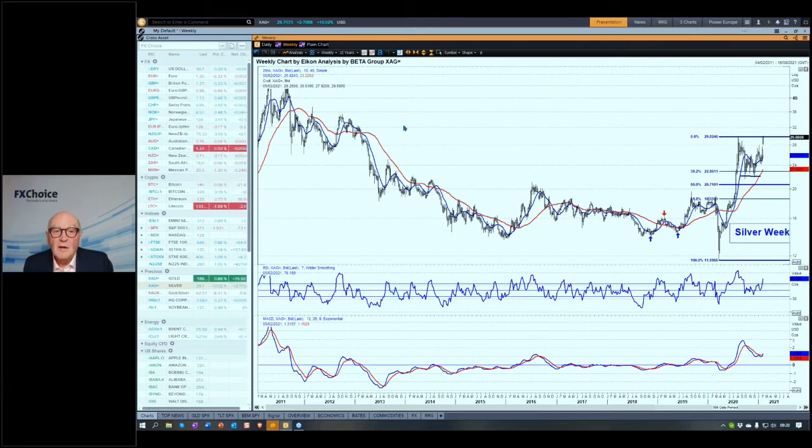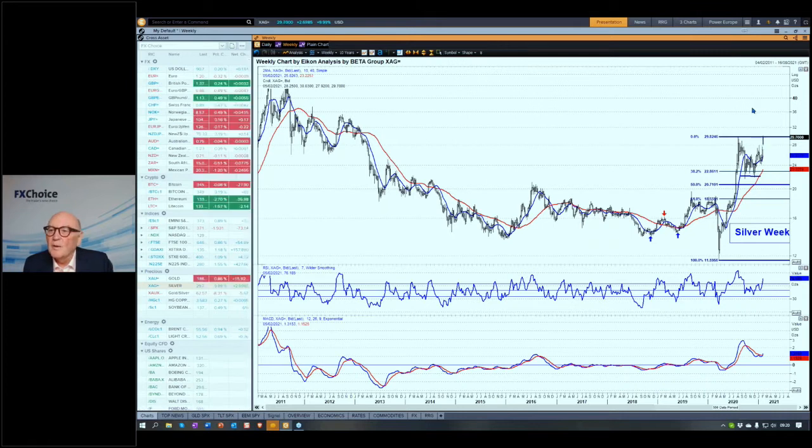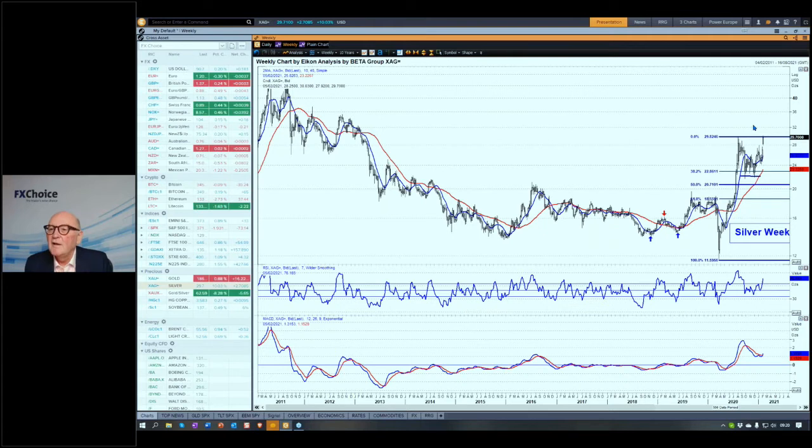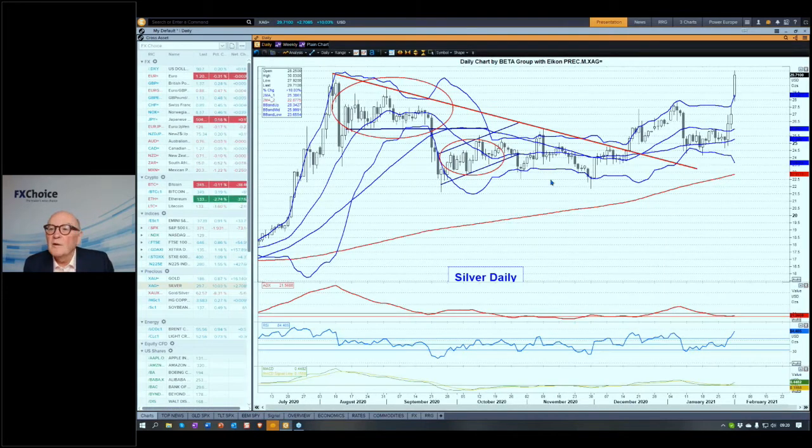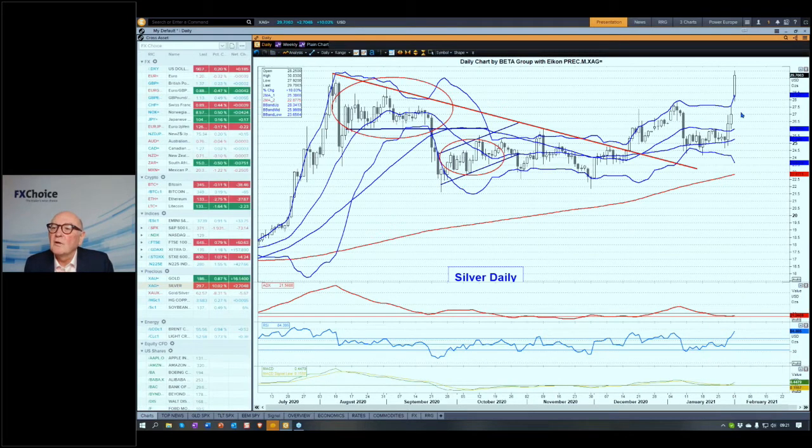We've got a big cigar over here. That's true, but we look as though we're ready to punch into it. The weekly MACD has crossed. The RSI is looking fabulous. We're on our way.